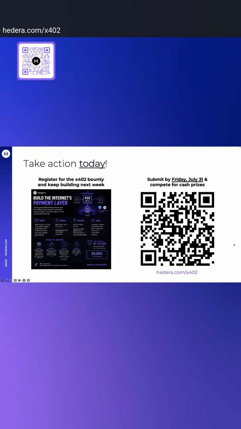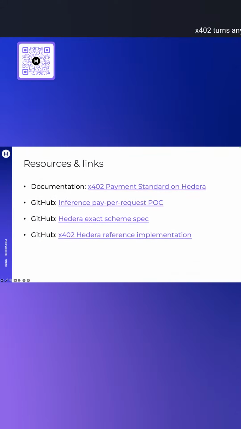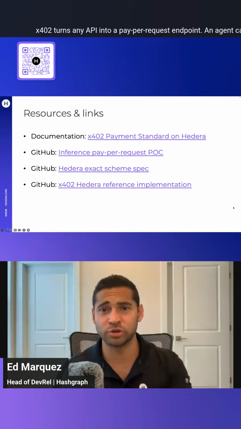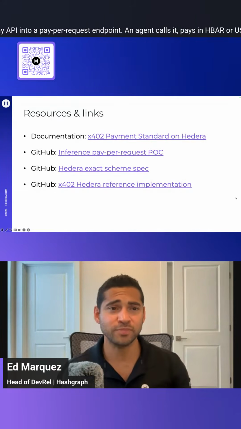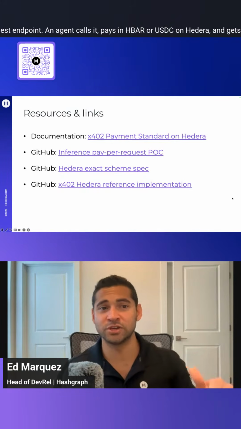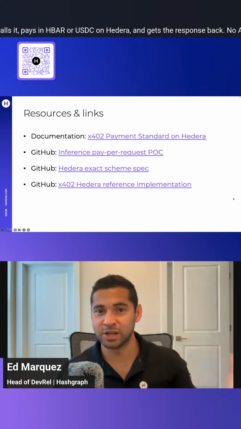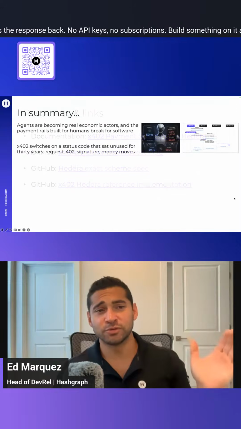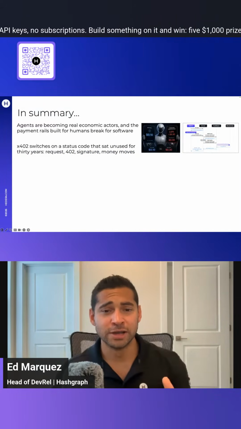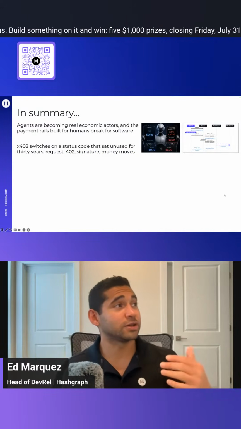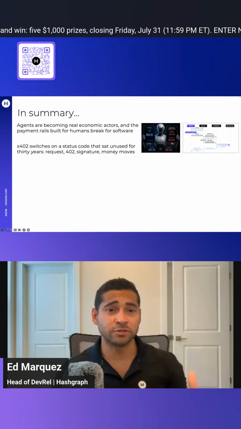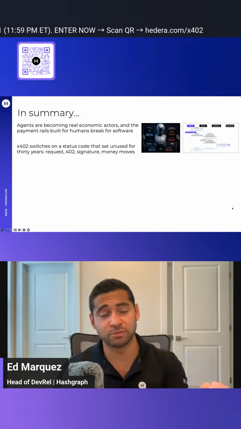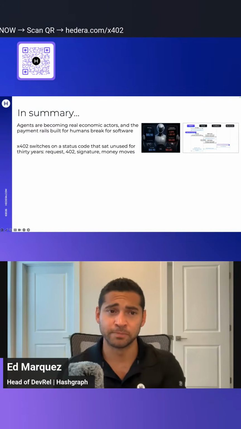using x402 on Hedera. There are these resources and links that we'll make available also via comments in the description of the recording and so on. So you can check out the documentation and some GitHub repositories to help you get started getting your hands dirty with x402 on Hedera. And so just to summarize the session here, we saw that agents are becoming real economic actors, right? And the payment rails that have been built for humans break when software is trying to pay.